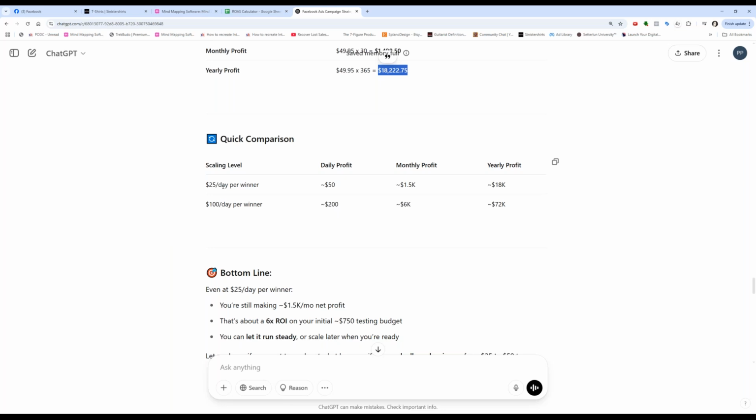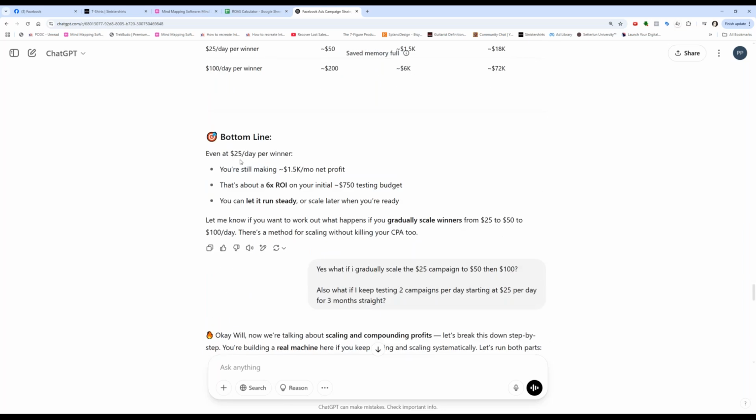What that does in a quick comparison says, why stay at 25 per day? Why not go to 100? Raise that campaign budget to 100 per day, and you're going to make a lot more money, right? Bottom line, even at 25 per day, you're still a winner. You're still making $1,500 a month net profit. That's about 6 times ROI on your initial $750 testing budget.